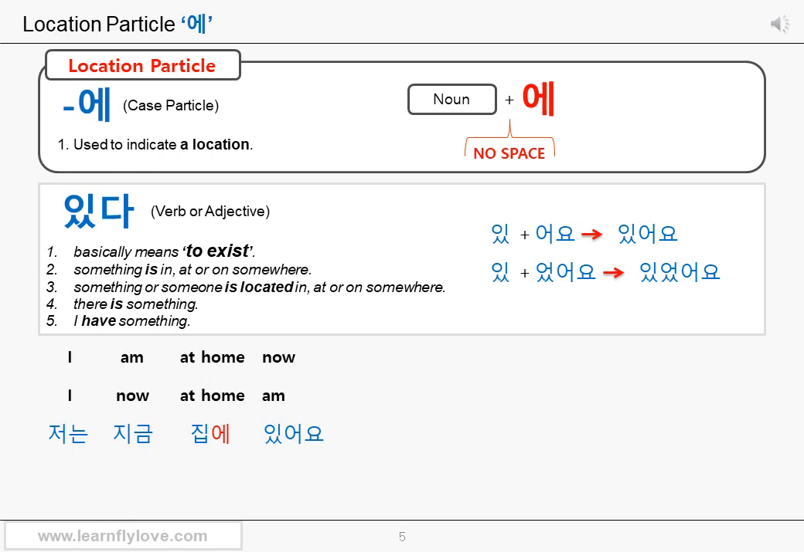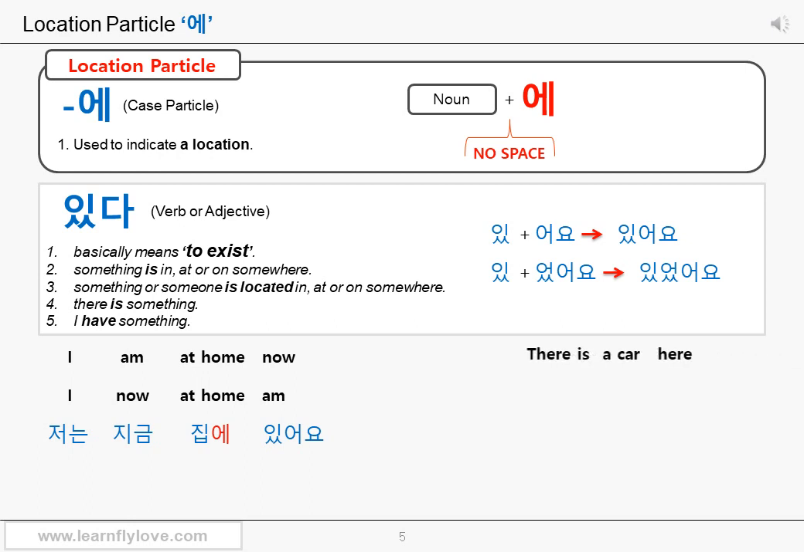At home. Home or house in Korean is 집. This is where you're at. You're located at home. You add a location particle 에. 집에. am. 있어요. 저는 지금 집에 있어요. 있어요 basically means exist. I now at home exist, which means you're located at home. You're at home or you're home. You exist at home. Got it?